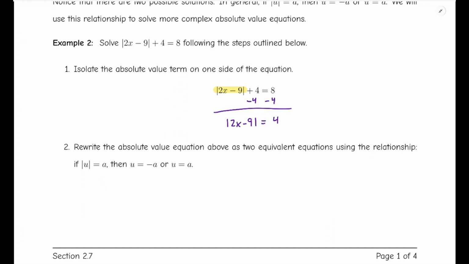Now that we have the absolute value by itself, step 2 is to rewrite the absolute value equation above as two equivalent equations using the relationship: if the absolute value of u equals a, then u equals -a, or u equals a. So for this specific one, that means 2x minus 9 equals -4, or 2x minus 9 is equal to 4.